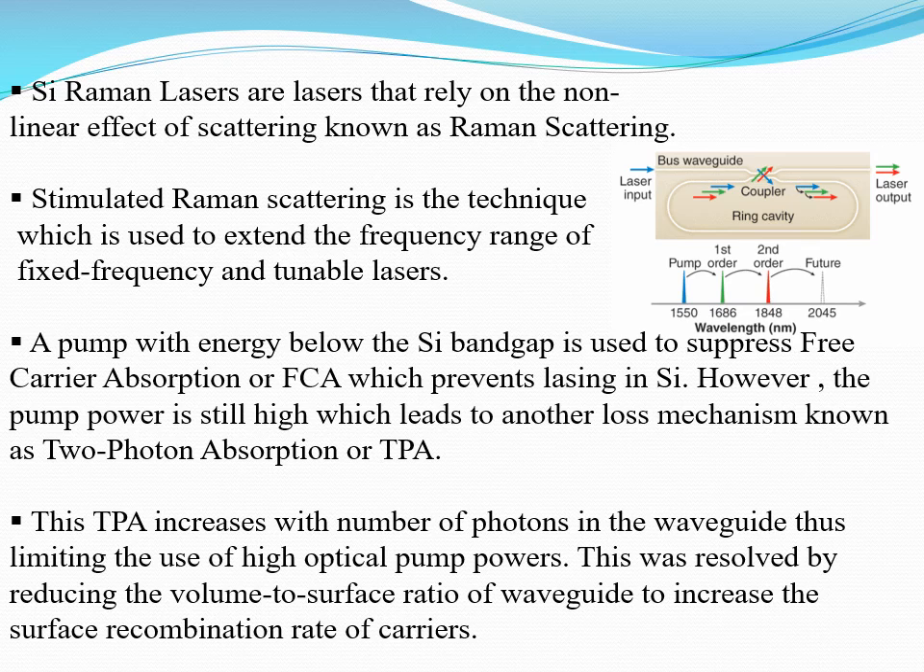We use a pump with energy around the silicon bandgap, which can help reduce free carrier absorption. This power is around a few watts. Such high powers could lead to another loss mechanism known as two-photon absorption, or TPA. This TPA increases with the number of photons, and hence there arises a need to use low pump powers and still have less losses.